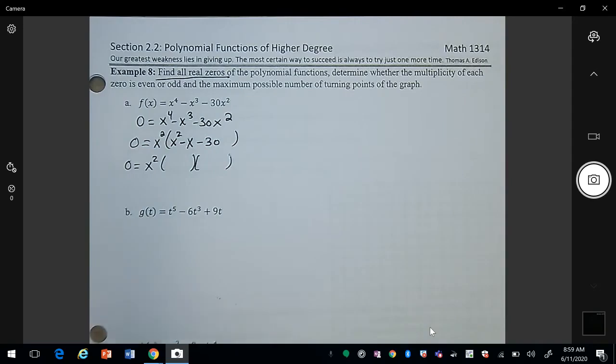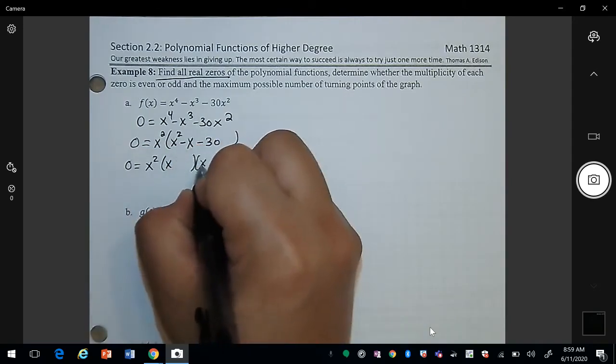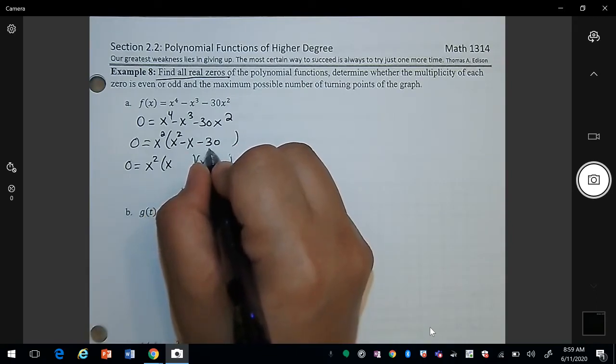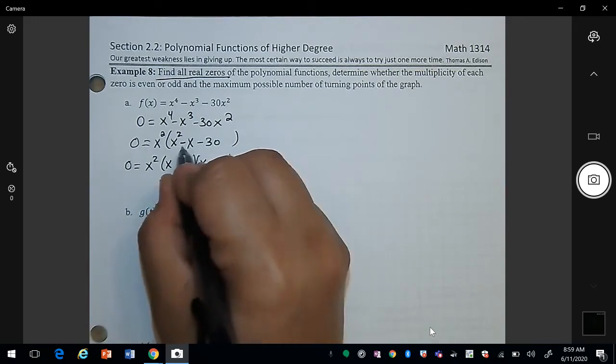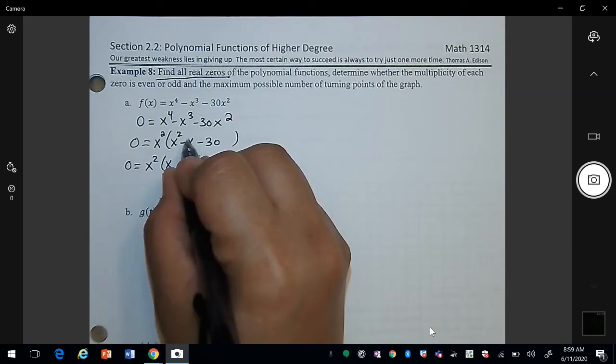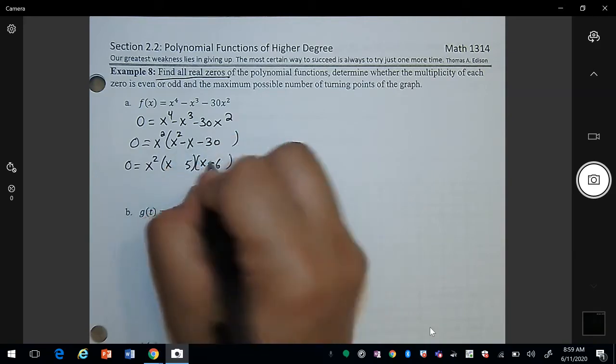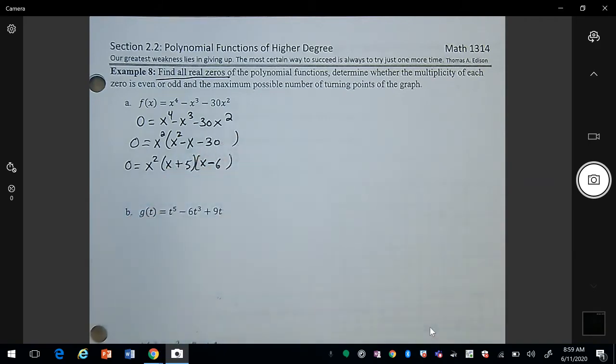Okay. So now we have x and x. So 30 can be found by 5 times 6. I need the coefficient in front of x to be negative. So that means 6 should be negative and 5 will be positive.